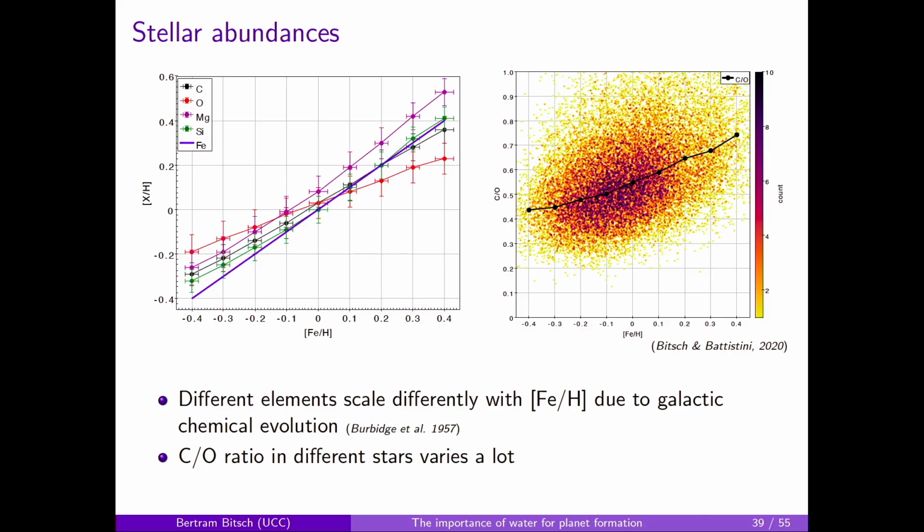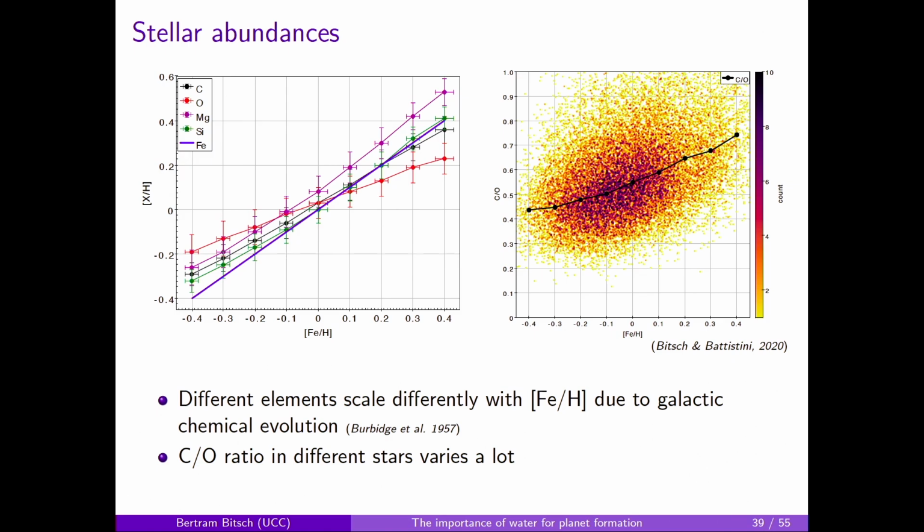Now, how do the stellar abundances influence this whole picture? The idea here is that, of course, every star is different, and every star has a completely different composition. So what you see here on the x-axis is the iron abundance of solar-type stars in the neighborhood. We measured this using the GALAH survey, and then we have here the different elemental abundances of carbon, oxygen, magnesium, and silicon, as you see here. There are some error bars in this.